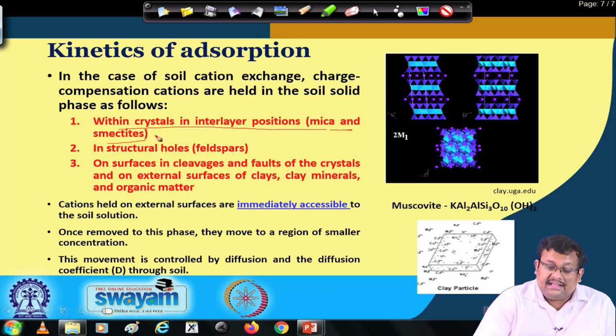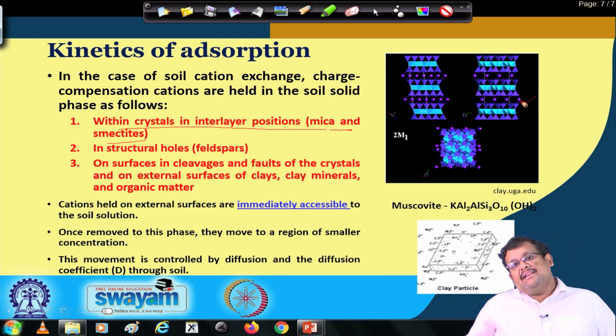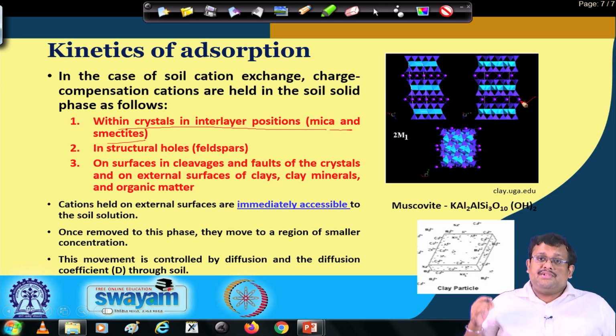We have already seen that this is a structure of the muscovite, which is a potassium containing mica, and you can see that the interlayer spaces are occupied by these potassium ions. So, that shows that the adsorption of these soil cations is occurring in the interlayer positions. Similarly, in case of smectite, if you remember the smectite structure, it has got a huge interlayer space, and in this huge interlayer space several different types of species can adsorb. So, cations also can adsorb in that huge interlayer space of smectite.